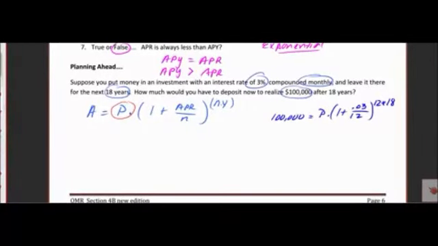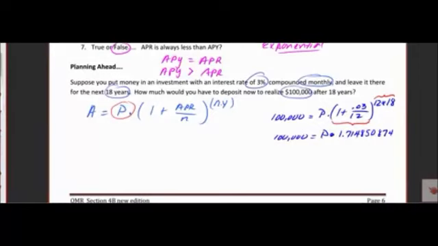So on the right, I've plugged in the values of A, APR, N, and Y, the number of years. I'm trying to solve for P, so let's actually do some simplification on the right. Let's find out the value of the 1 plus 0.03 over 12, and let's find the value of that exponent, 12 times 18, that's N, the number of times per year it's compounded, times Y, the number of years. Let's find that base raised to that power and then see where we can go from there.